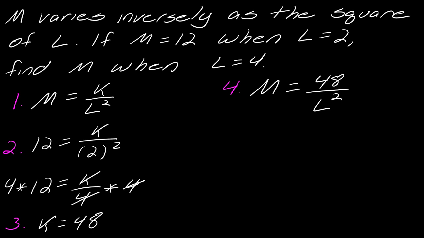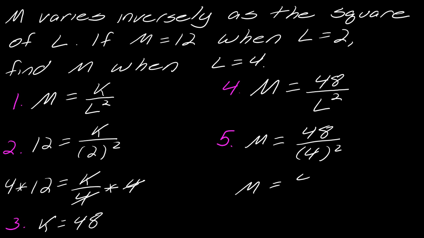And then it says now find m when L equals 4. So that's the last step. This is going to be m equals 48 divided by 4 squared. So that's m equals 48 divided by 16. And so we get m equals 3 is the final answer.